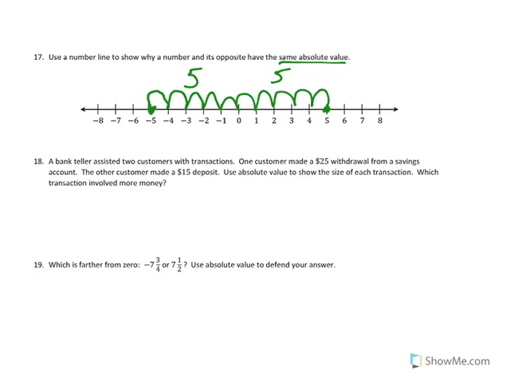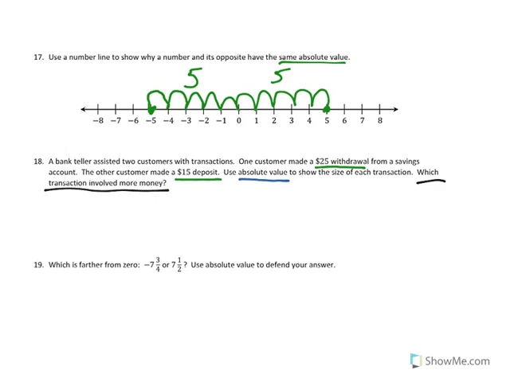Number 18, a bank teller assisted 2 customers with transactions. When you give money or get money or even inquire about something and they go into your account, that's called a transaction. One customer made a $25 withdrawal from a savings account. The other customer made a $15 deposit. So we have a $25 withdrawal and a $15 deposit. Use absolute value to show the size of each transaction. Which transaction involved more money?